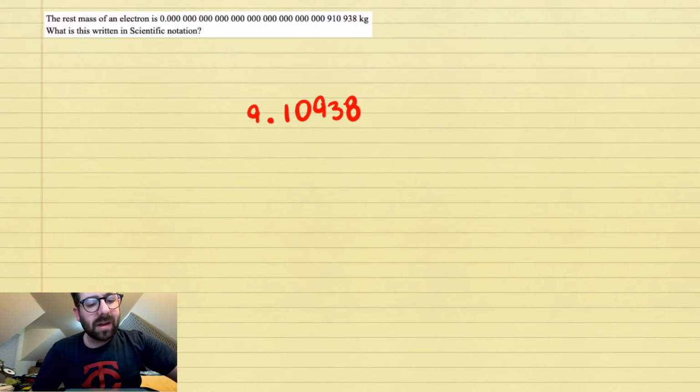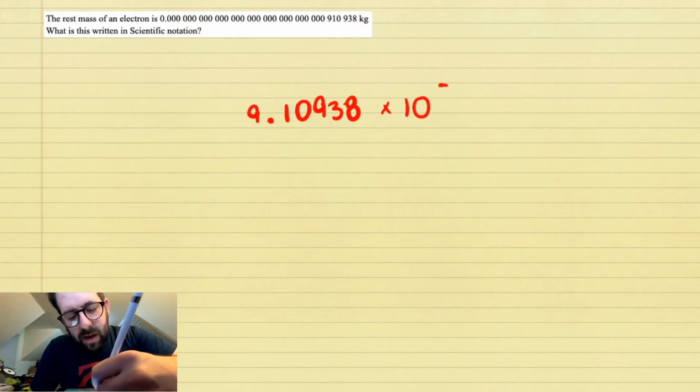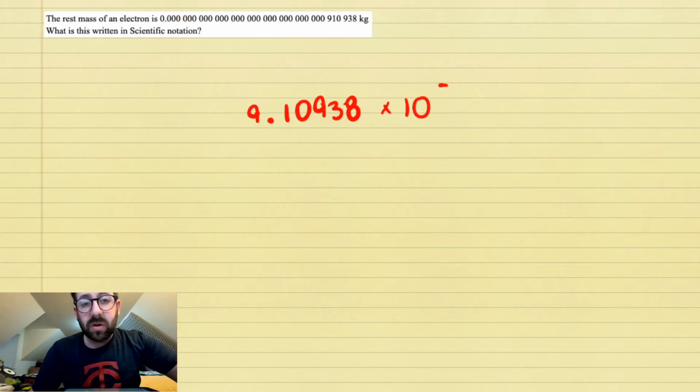Now, the beauty of this problem, and that's why I picked it, is that they gave you really nice spacing. Every 3, they put a little space. So I'm just going to count. Now, obviously, I'm going to have it times 10, and I'm going to have a negative power because my original number is clearly less than 1. So it's going to have a negative power because I'm moving the decimal a certain direction. That's just how it works.